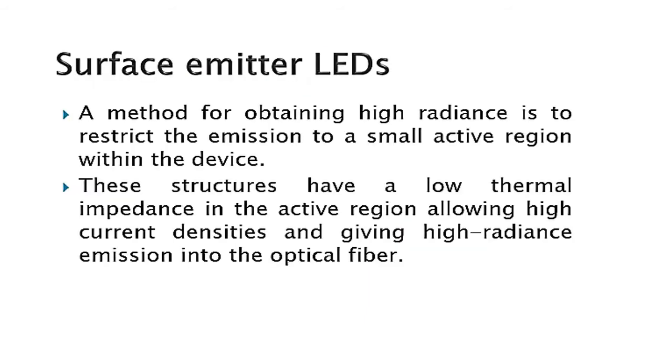So first one is surface emitting LEDs. It is also known as the Burrus emitting LEDs. In surface emitting LEDs, data rates in excess of 100 Mbps are required. The plane of the active light emitting region will always be perpendicular to the fiber axis. The method gives high radiance, and it restricts the emission to a small active region. These structures have low thermal impedance in the active region, which allows high current densities and gives high radiance emission into the optical fiber.